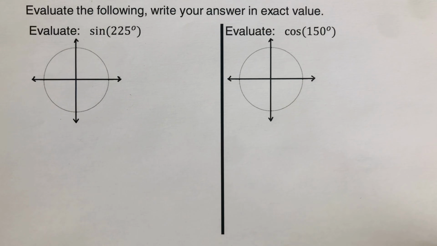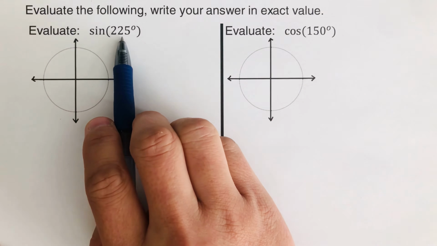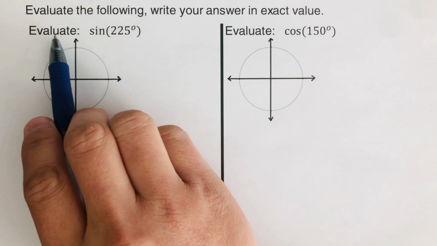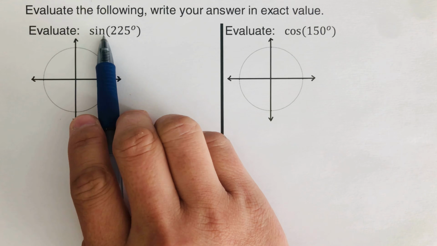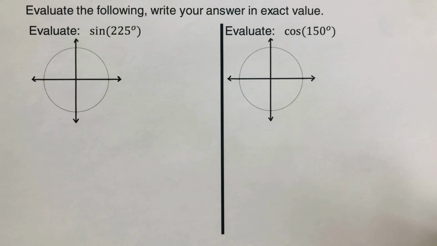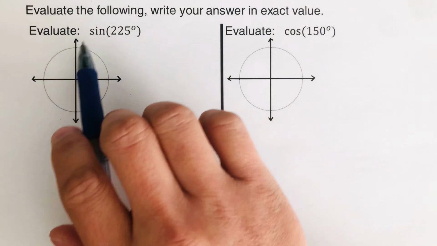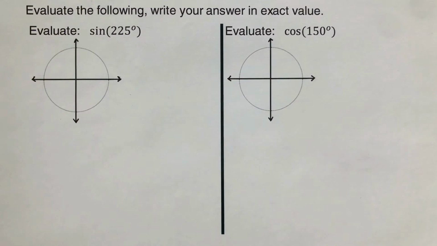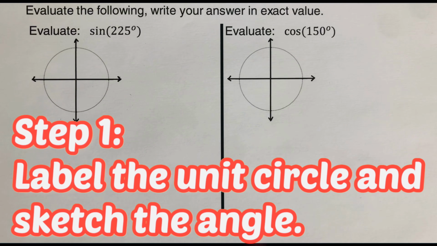So let's take these examples right here. We're going to start with sine 225. In this problem, we're supposed to evaluate this trigonometric function, and write our answer in exact value. There are steps that we need to follow in order to evaluate this trigonometric function. The first step is to label the unit circle and sketch the angle.